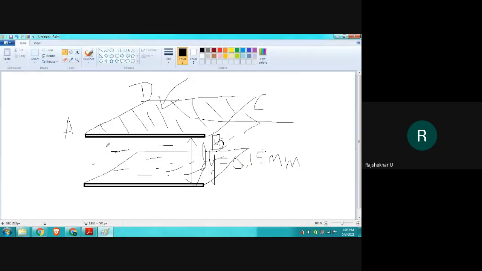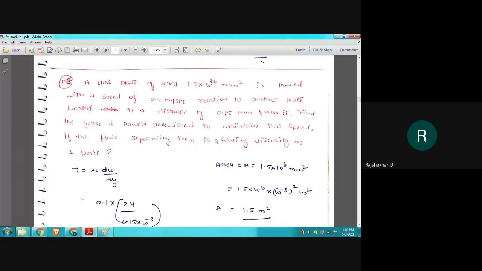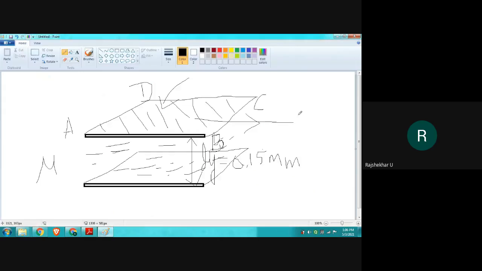The liquid which is present, its viscosity value mu is also given. Okay. Other than that, what is given? Okay, the speed. Relative speed is given. Relative speed means if this is pulled, relative speed is du. Du is directly given. Okay, they have not given the upper plate velocity and the lower plate velocity. They have given the relative velocity. Relative velocity means directly du is given.